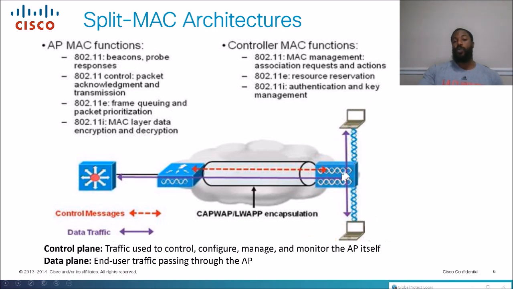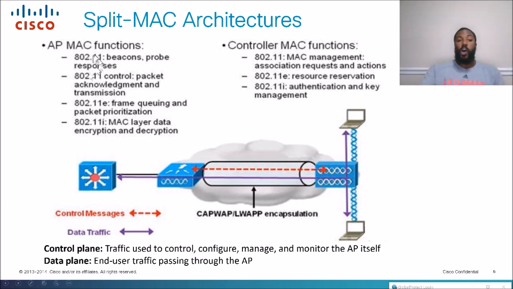But now with the autonomous AP, remember, it controlled all of its functions. Basically everything you see up here: beacons, probe responses, packet acknowledgement and transmission, frame queuing and packet prioritization. You read all this right here. All of that stuff was done on the autonomous AP by itself. But now some of these functions are given to the wireless controller. That's why they call it split MAC architecture, because basically they're splitting the labor of the media access control layer.